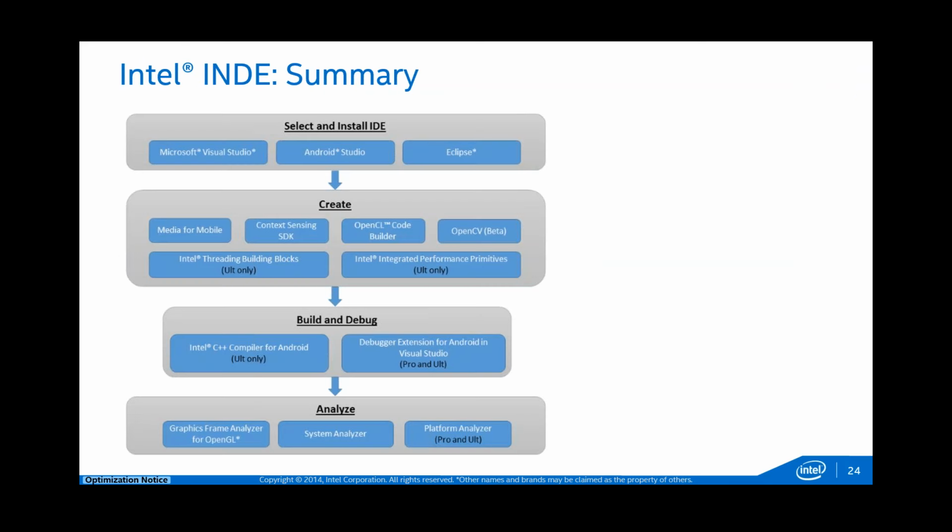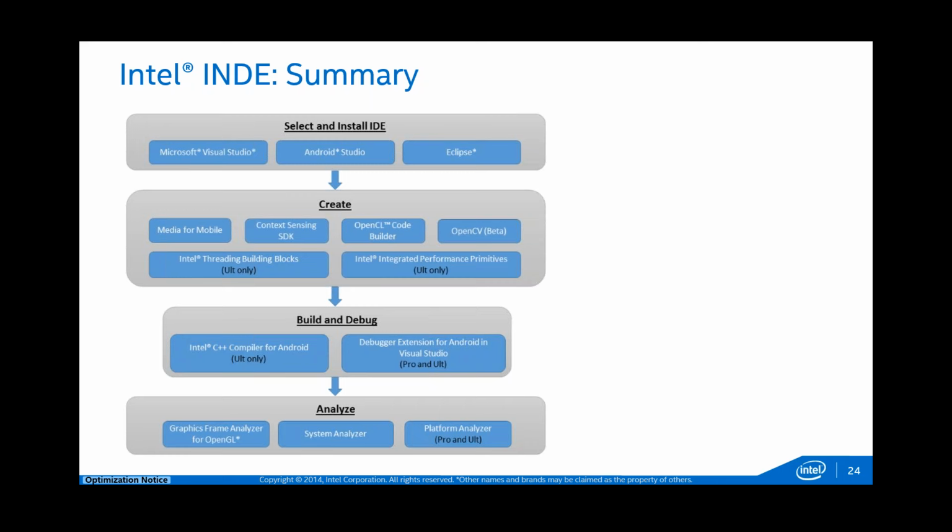So just to give a summary of INDE, how you start is basically while installing, you select the various IDEs of your choice, and you also have an option to work on a command line if you don't want to work within an IDE. And then once you are done with that, you will be able to create your Android applications or Windows applications by using various APIs. It might be media for mobile, context sensing APIs, or the Threading Building Blocks, or OpenCL, IPP, OpenCV, and so forth, right?